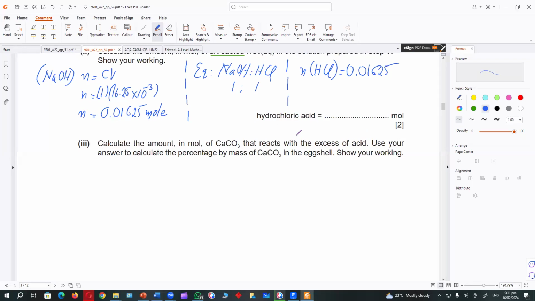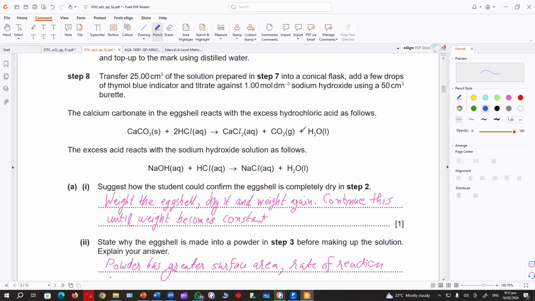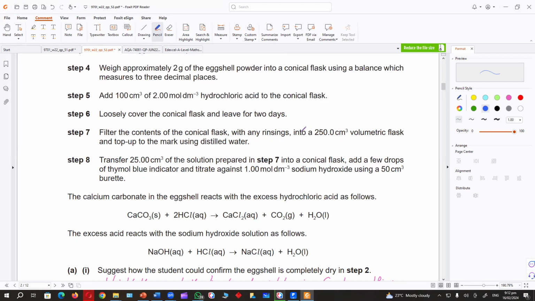And we find the amount of HCl. How do we manage HCl here? Because HCl is first put in CaCO3, and the remaining excess HCl is reacted by NaOH. So HCl is totally gone. But how much is the concentration of HCl introduced? 100 cm cube of 2 mole per dm cube HCl. Okay. Volume of 100 cm cube.